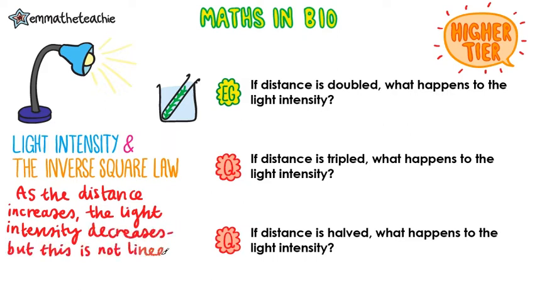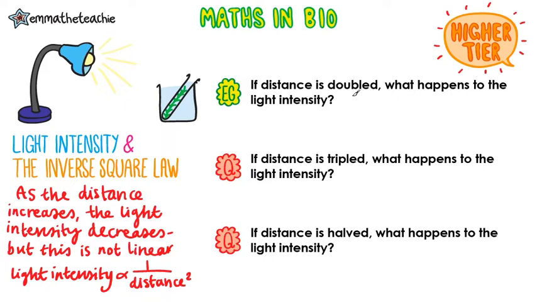But this is not linear, which means if we plotted it on a graph, it wouldn't be a straight line. Instead, the light intensity changes in inverse proportion to the distance squared. We write it like this. Light intensity is proportional to 1 over the distance squared, which means it's inversely proportional. That might sound a bit confusing, so let's take a look at an example to see what this actually means.